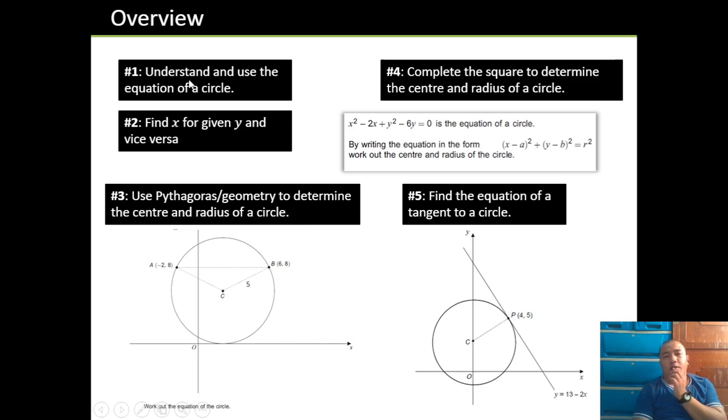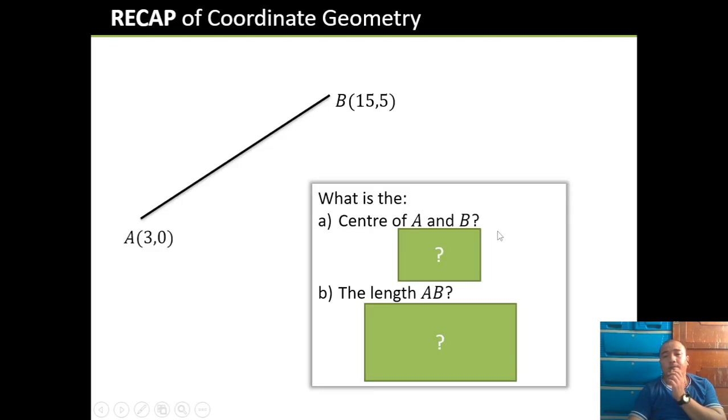So, overview number 1, understand and use the equation of a circle. Number 2, find x for given y and vice versa. Number 3, use Pythagoras or geometry to determine the center and radius of a circle. Number 4, complete the square to determine the center and radius of a circle. Number 5, find the equation of a tangent to a circle.